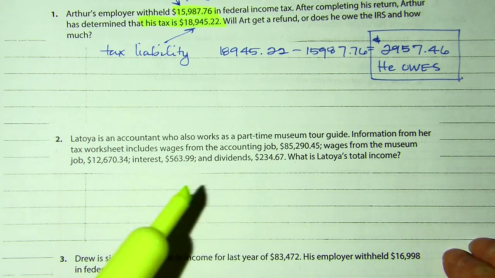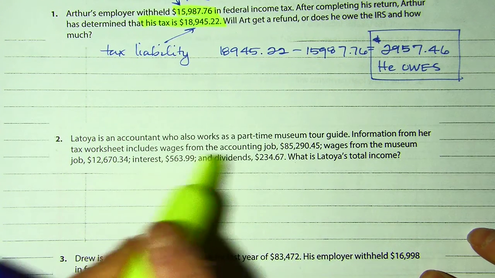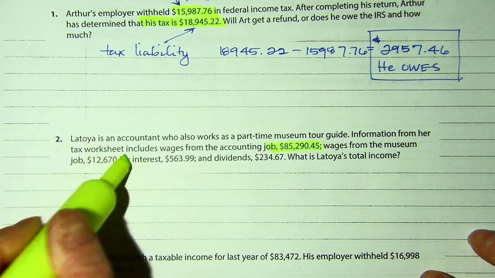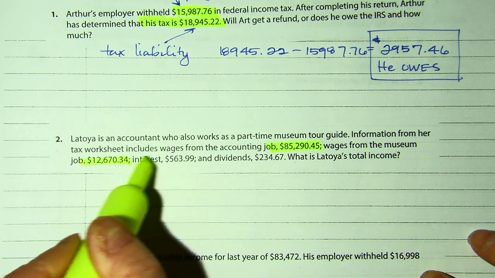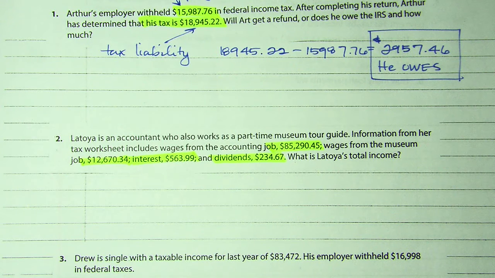Number two. So LaToya is an accountant who also works part-time. So here is all of her wages, because you can have more than one job, right? So here's wages from her accounting job. Here's wages from her museum. Here's interest that she earned and dividends. Interest and dividends is usually money that we earn on our investment accounts, on our bank accounts, things like that.